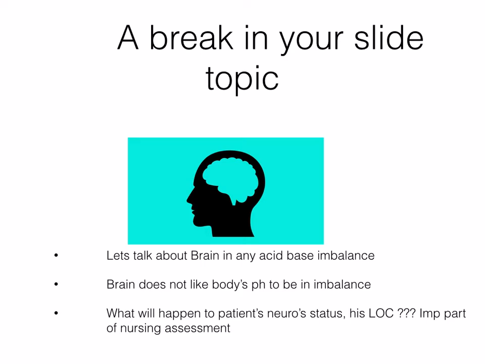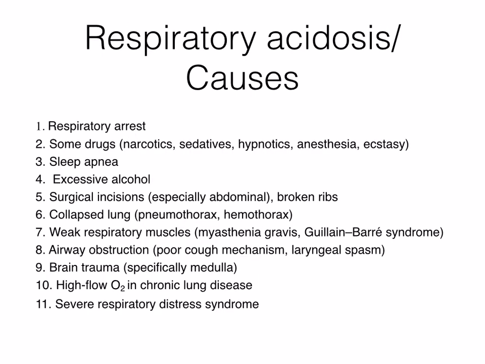When the pH is out of its normal range, then changes in patients' neurostatus, especially in level of consciousness, can happen. So this is why with any acid-base imbalance, you must monitor the patient's level of consciousness. Let's go to the next slide.